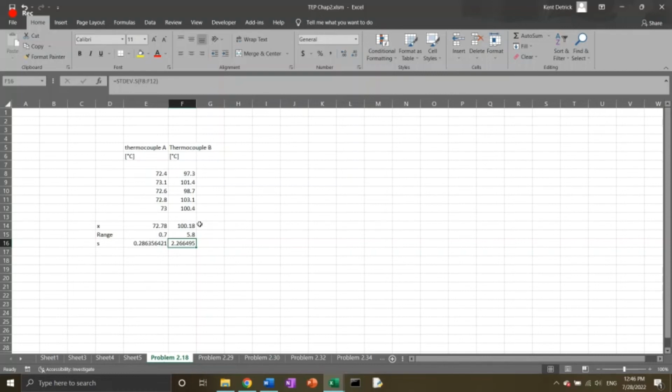Which thermocouple is more accurate? The accuracy is the difference between the actual temperature and the temperature that the thermocouple is reading. So the actual temperature of boiling water is 100 degrees Celsius. Now we look at thermocouple A, we're about 30 degrees off from that. Thermocouple B is much closer. Only about 0.18 difference between the actual temperature of the boiling water and the measurement that thermocouple B gives us. So thermocouple B is also more accurate.